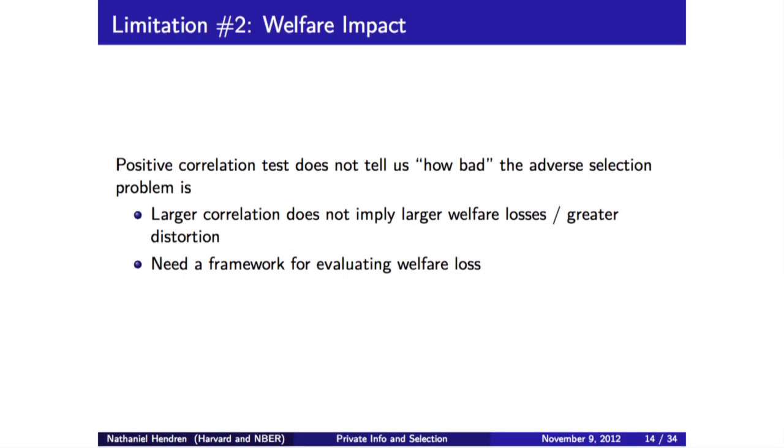So that was the first limitation of the positive correlation test. The second one is that positive correlation doesn't really tell us how bad adverse selection can be. A larger correlation doesn't imply larger welfare losses or greater distortions in the market. And so what you want is really a framework for evaluating welfare losses. There's a bunch of papers that try to do this.